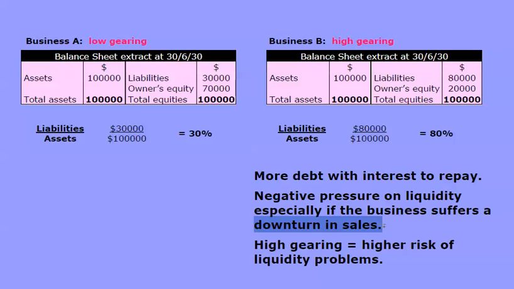So high gearing is high debt, usually with interest, and that debt and interest has to be paid, and that's going to put a negative pressure on liquidity, and that's particularly the case if there's a downturn in sales activity, a reduction in the cash inflow of the business. So high debt is normally associated with a higher risk of liquidity problems. High gearing, higher risk of liquidity problems, particularly if there's a downturn in sales activity.